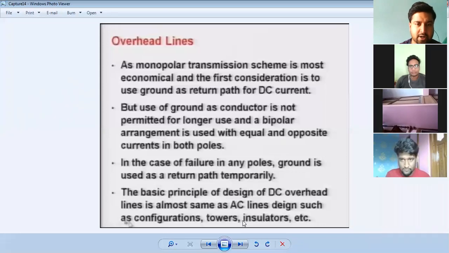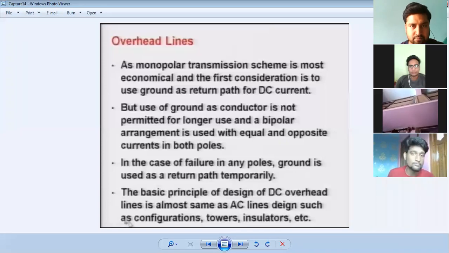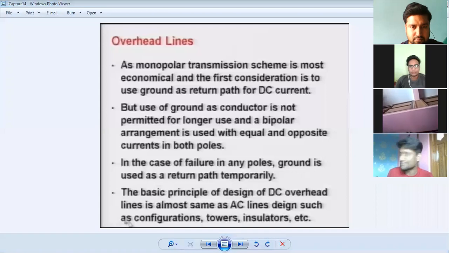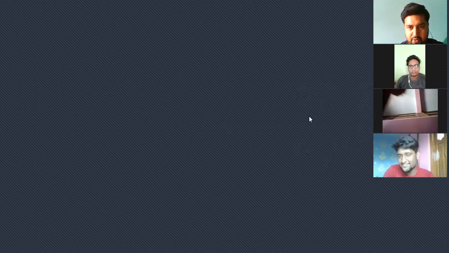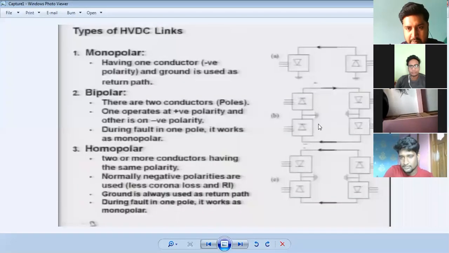Use of the ground as a conductor is not permitted for long use, and the bipolar arrangement is used with equal and opposite current in both poles. Let me show you the picture of bipolar. Here you can see that in bipolar two conductors are used, one positive and one negative. Suppose the voltage from the ground to this conductor is plus VDC and to the other is minus VDC. So the total difference is 2 VDC.